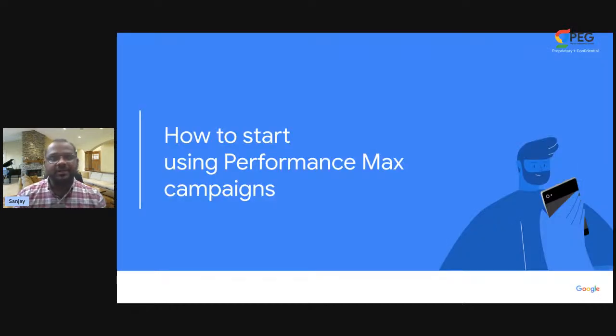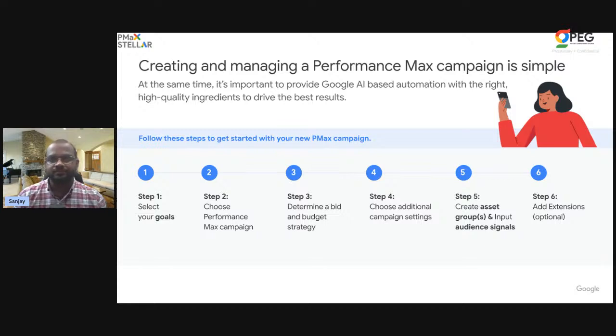Coming to the next part, which is how to start using Performance Max campaigns. Setting up a Performance Max campaign is pretty straightforward. However, to get the best results, it is crucial to provide Google AI with the right information. Most of it I've already discussed in the previous slides, but I'll be very specific here.